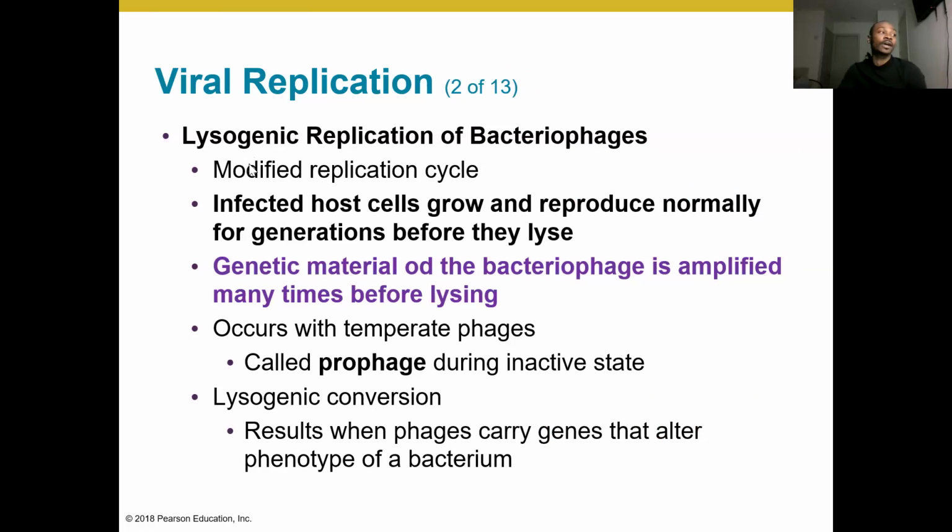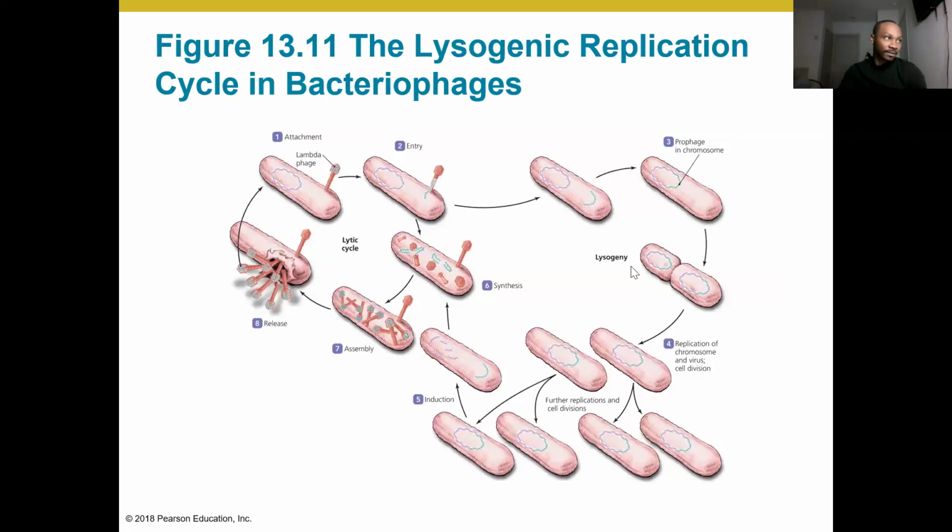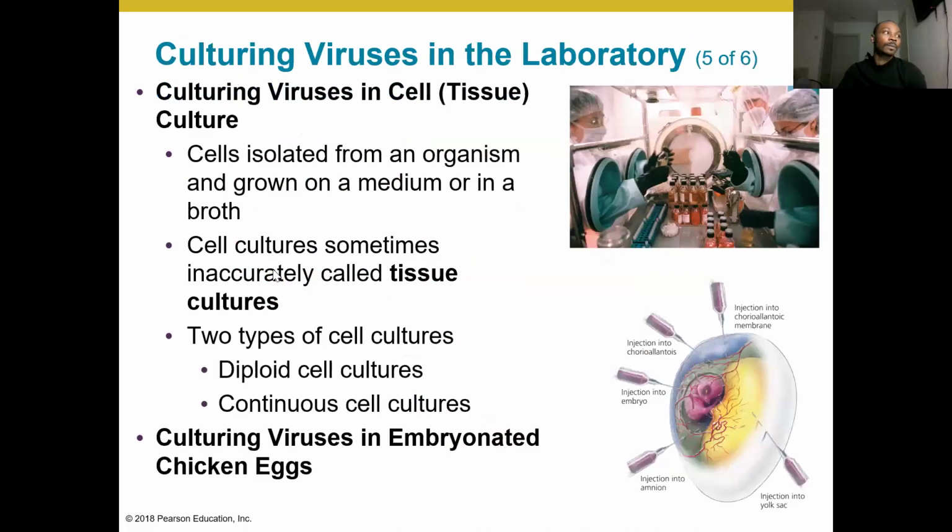Lysogenic is where the infected host cell grows and reproduces normally for generations before it actually undergoes lysis. So the genetic information of the bacteriophage is amplified many, many times before that cell breaks apart. And this is lysogenic.